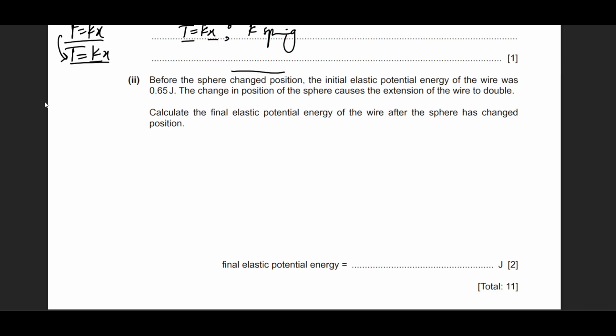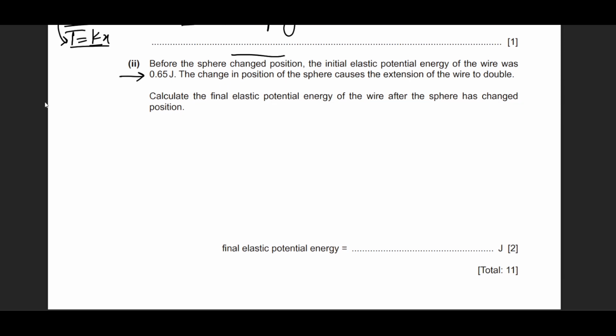Before the sphere changed position, the initial elastic potential energy in the wire was 0.65 joules. The change in position caused the extension to double. Now this is a ratio method question. Calculate the final elastic potential energy of the wire after the sphere has changed position.